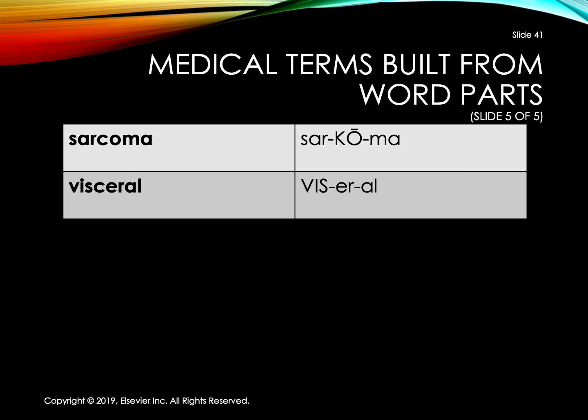A couple more here for us: sarcoma and visceral. So take a second and think to yourself, what does sarco mean? What does oma mean? Sarcoma, a tumor of the flesh, right? What about visceral? Visceral, pertaining to, AL, pertaining to the internal organs or the viscera.